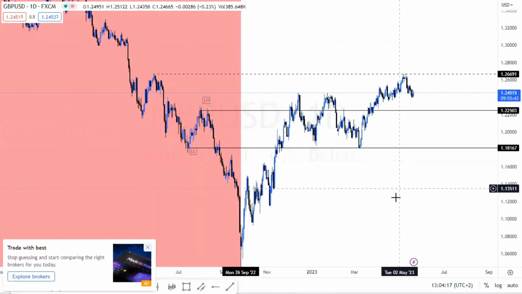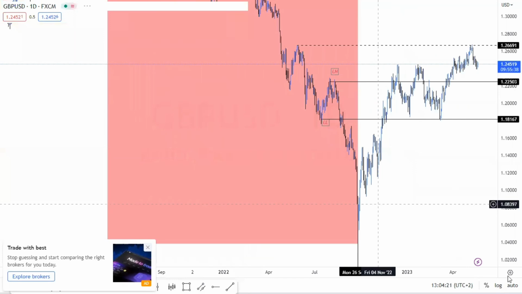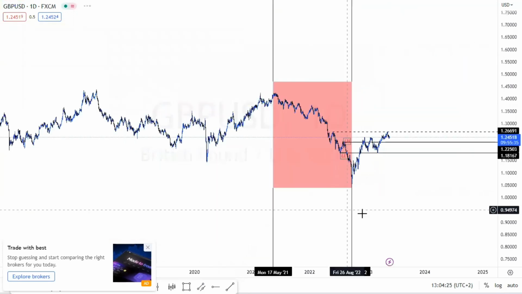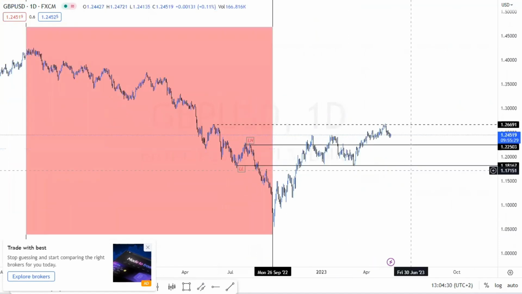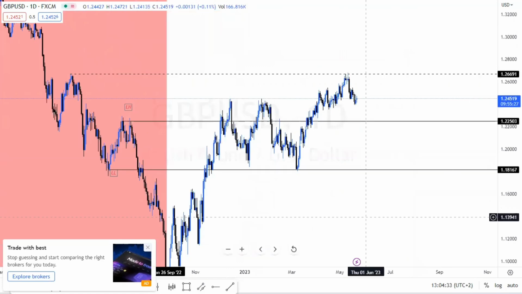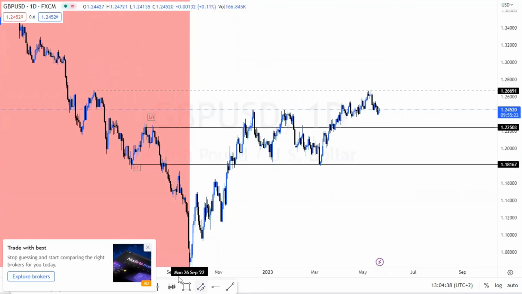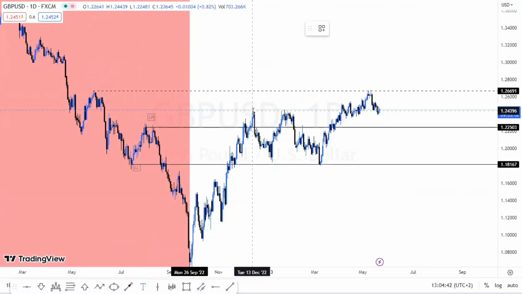Right. And then what else? So in the grand scheme of things, guys, the market is really bullish, right? Because this downtrend on the left-hand side, the red area, has been reversed. So in the grand scheme of things, the market has been bullish ever since that. And let's just label our uptrend so that we don't get confused.